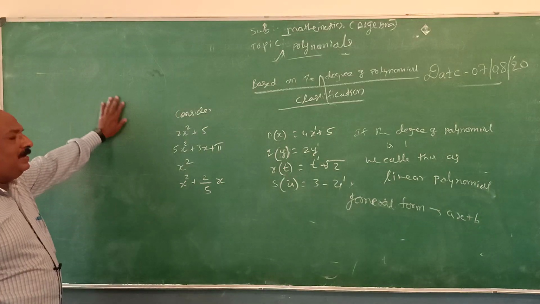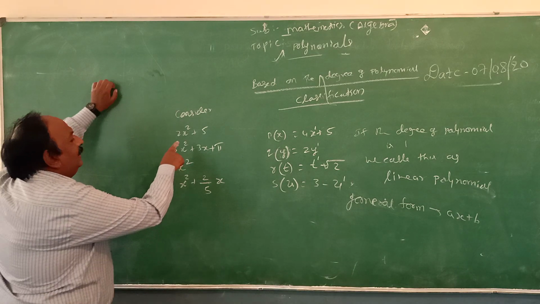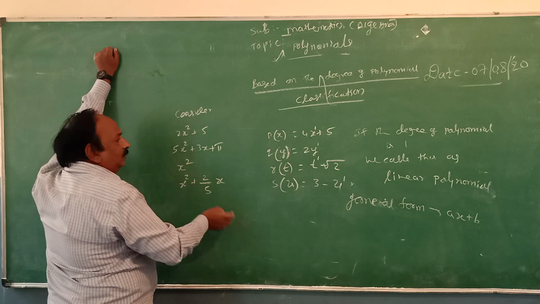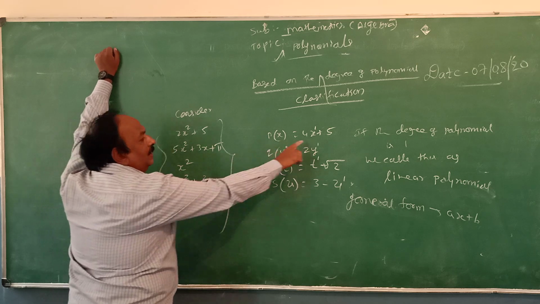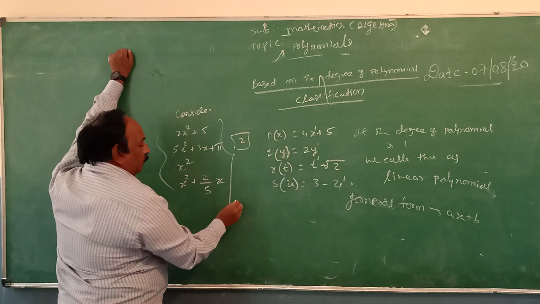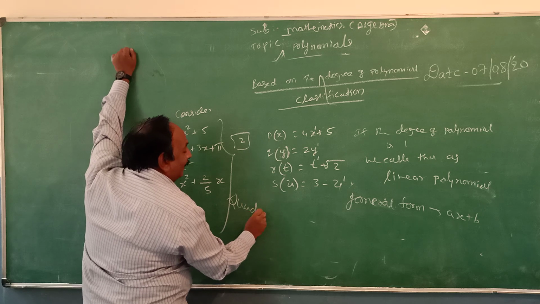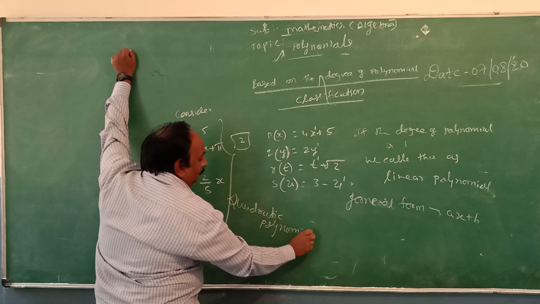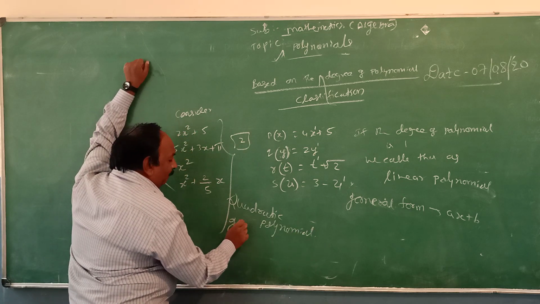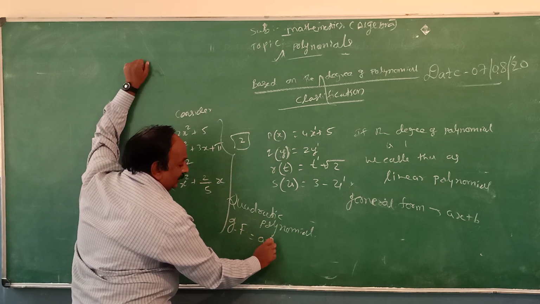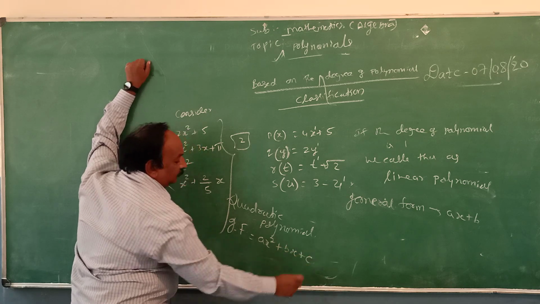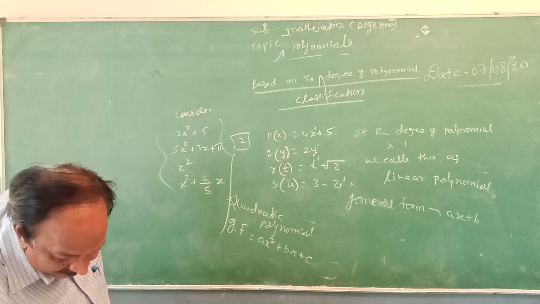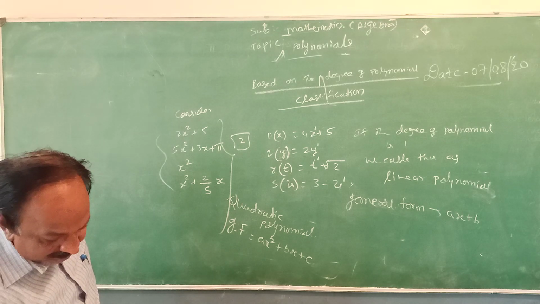These are all polynomials. What is the degree? 2. If the degree of the polynomial is 2, we call it a quadratic polynomial. The general form of the quadratic polynomial is ax square plus bx plus c.